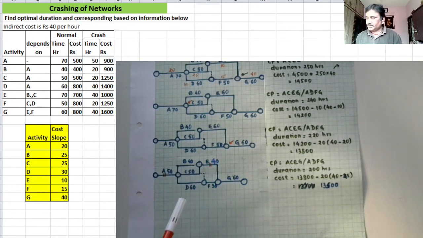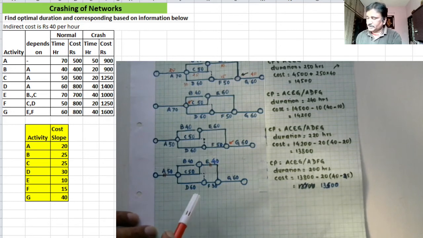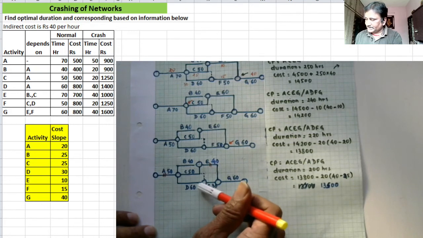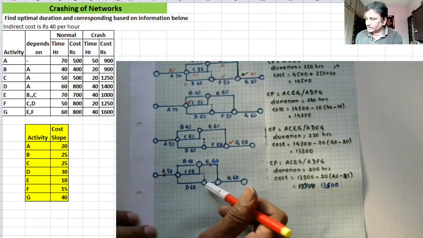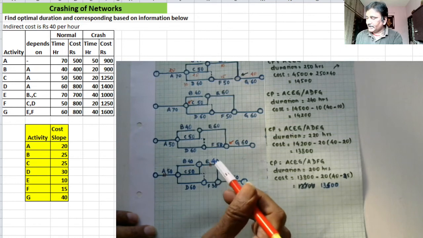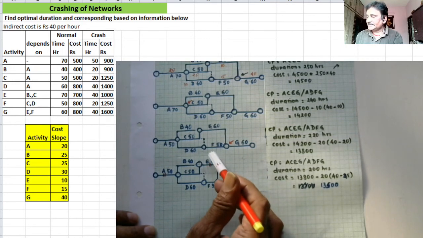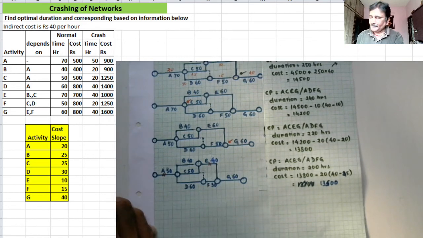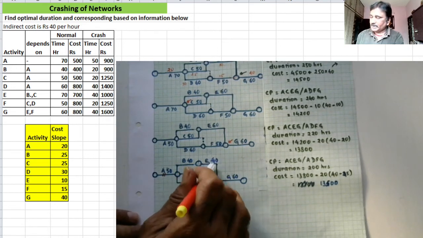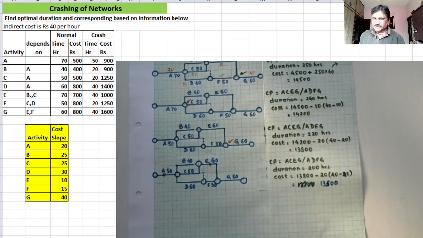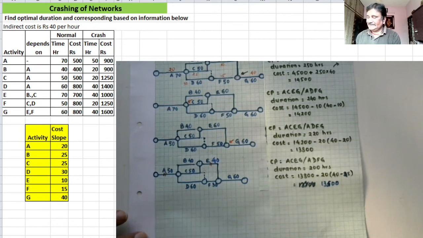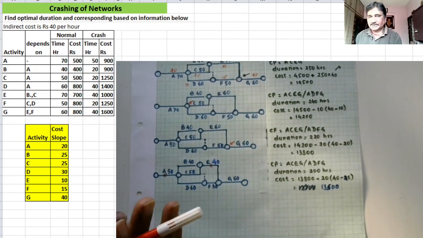Okay. Can I think of crashing activity D? It also suffers from the same problem. If I push that down, this node also has to come in, but now the activity E has completed its limit of crashing it further. Okay, so there will be definite buckling here. So all these considerations are to be made while you crash the network. Okay, so B, C, D, we cannot crash.